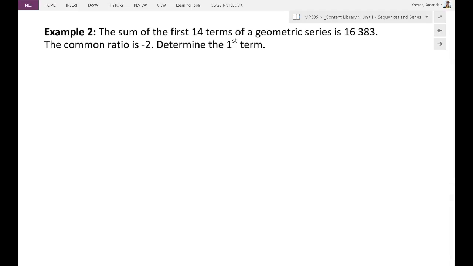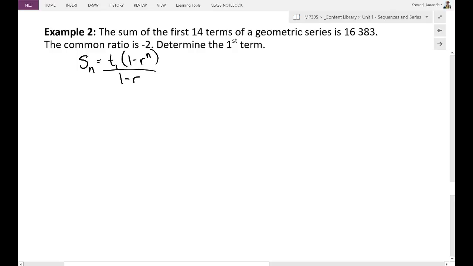So example 2, the sum of the first 14 terms of a geometric series is 16,383. The common ratio is -2. Determine the first term. So again, we start with Sn equals term 1 multiplied by 1 minus r to the power of n, all divided by 1 minus r.